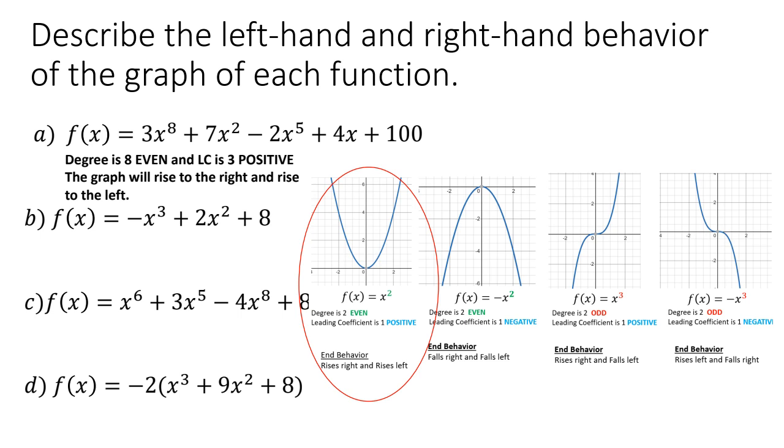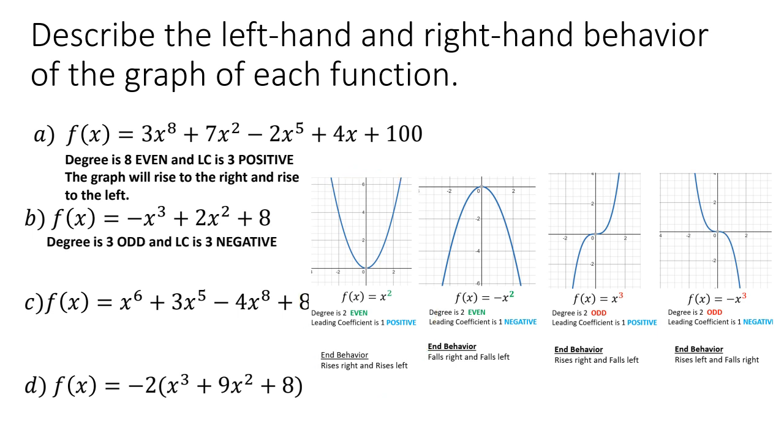Let's look at B. The degree is 3, that's the highest exponent, so the degree of this polynomial is 3. 3 is an odd number. The leading coefficient here is negative. So the end behavior for this one is this one, right?